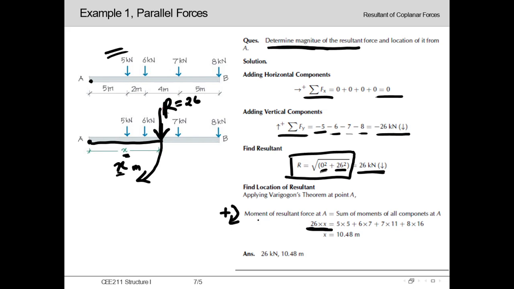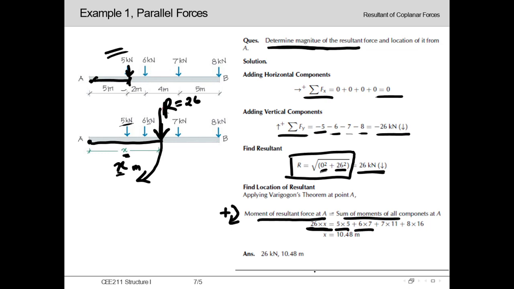According to Varignon, the moment of the resultant force about A, 26 into x, will be equal to the sum of all moments due to the rest of the coplanar forces. The resultant was generated from the coplanar forces 5, 6, 7 and 8 kilonewton. So the sum of the moments due to these will be equal to, for 5 kilonewton, the moment 5 into the distance. Distance is simply the moment arm. So 5 into 5, it is also acting clockwise, so it will be positive. 5 into 5. For 6 it is 5 plus 2, which is 7.